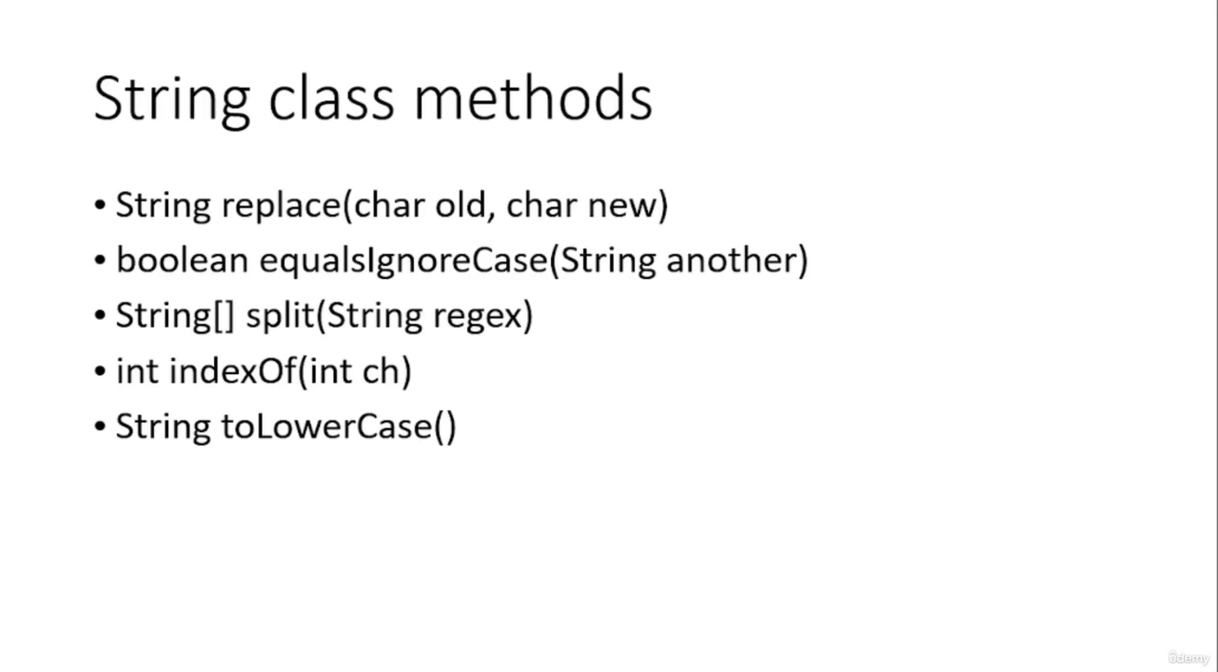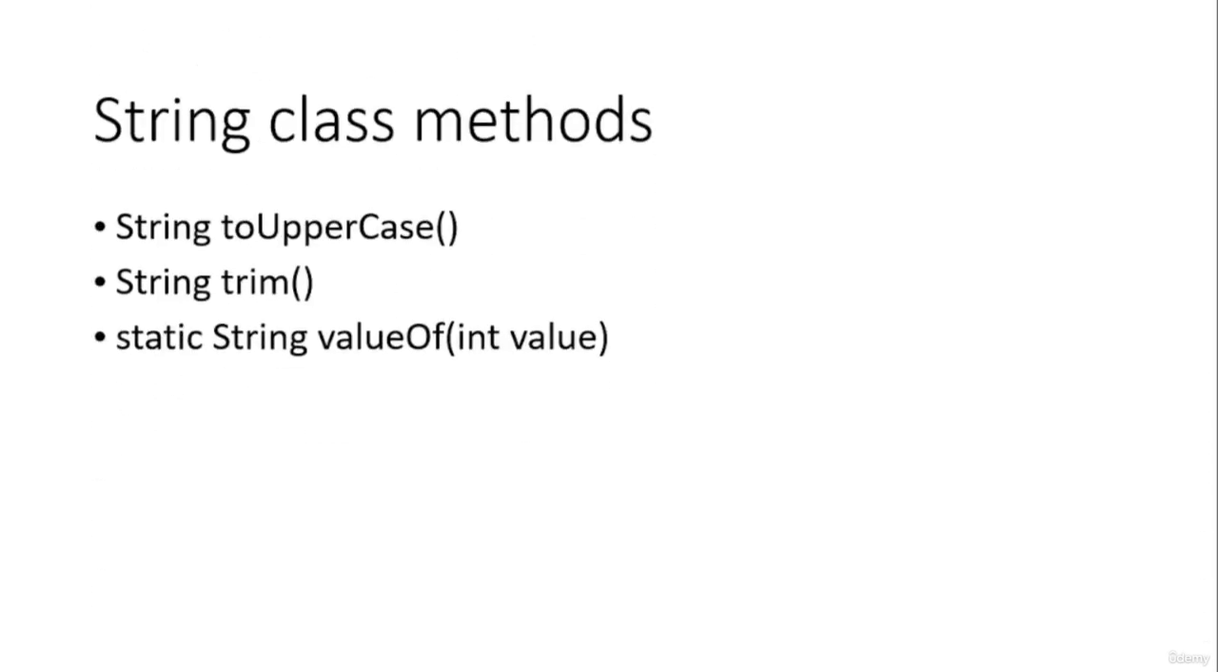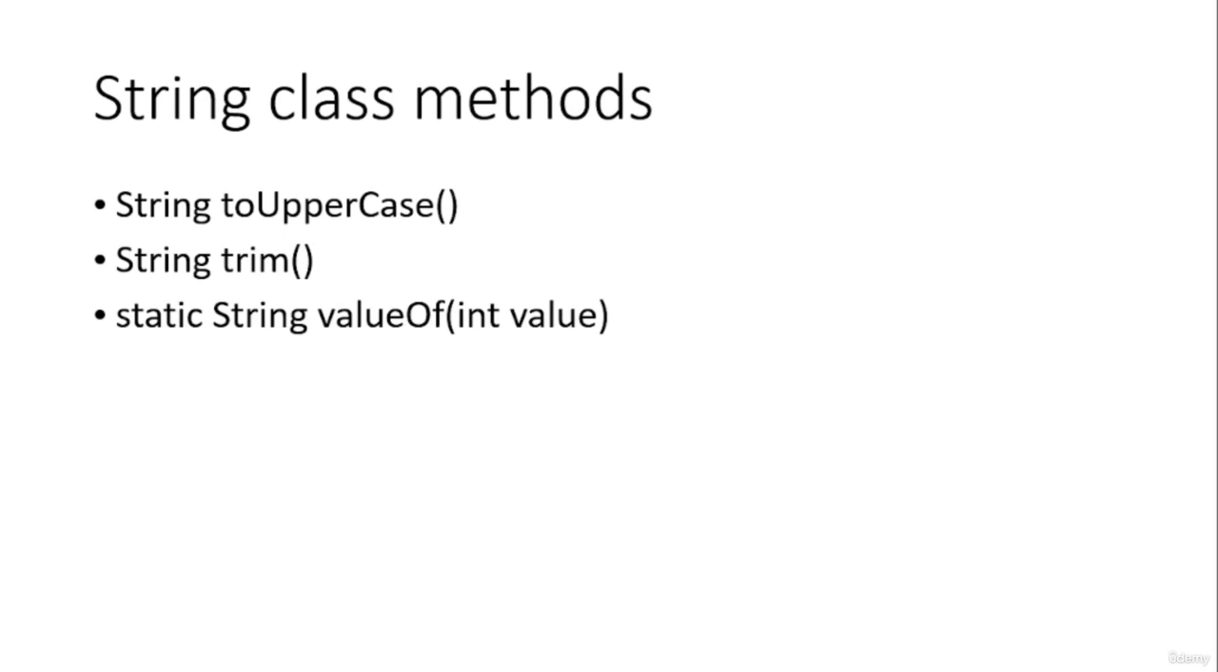And the next method is toLowerCase, and toLowerCase will return you the lowercase representation of the particular string. And next method is toUpperCase, which will return you the uppercase of the particular string. And next method is trim. Trim will remove the trailing spaces from the particular strings. And next method is valueOf, which will give you the integer value of the particular string which you pass. And that's how some of the methods in the string class work.